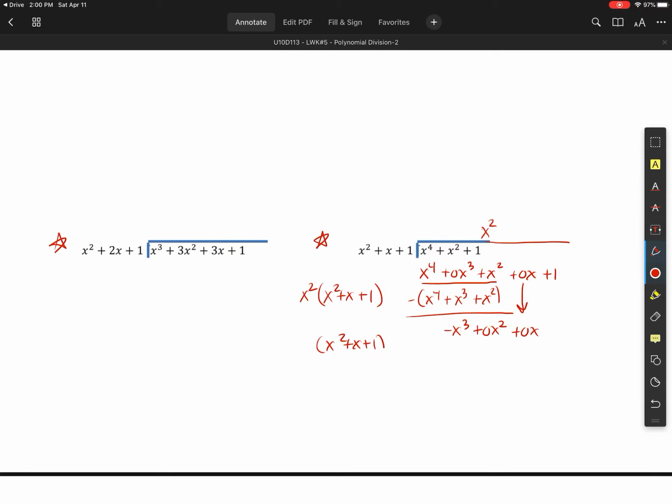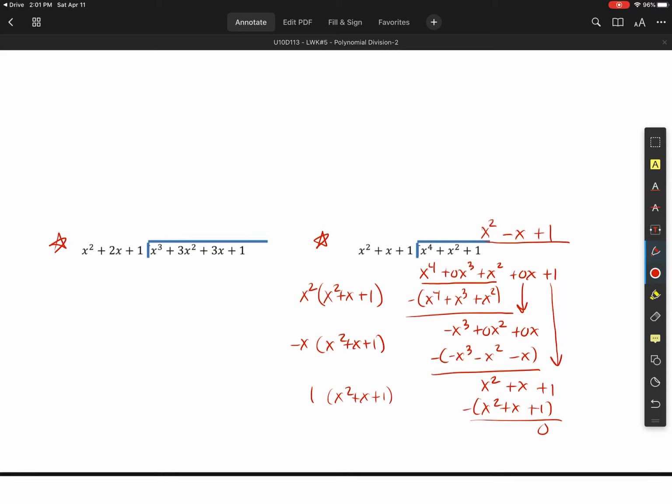So x squared plus x plus 1, focus on the first term. What times x squared gives me negative x cubed? Negative x. Negative x cubed minus x squared minus x leaves me in this situation with x squared plus x. Bring down the 1. Alright, so x squared plus x plus 1. Focus on the first term. Times what? Times 1. Minus x squared plus x plus 1. Nothing. So our final answer.